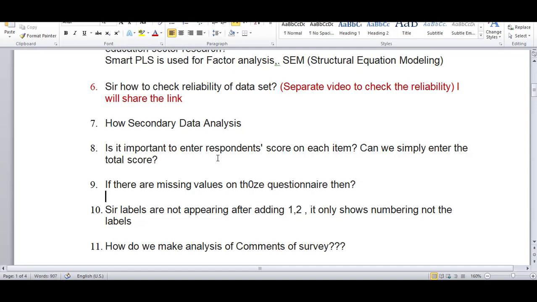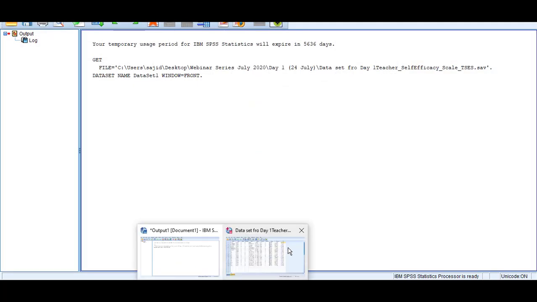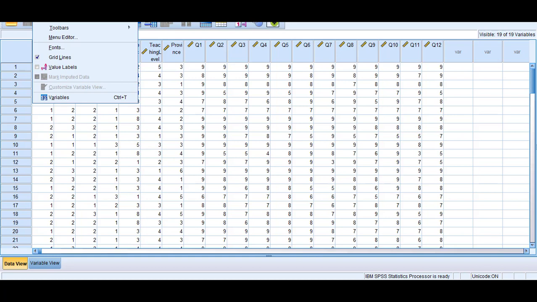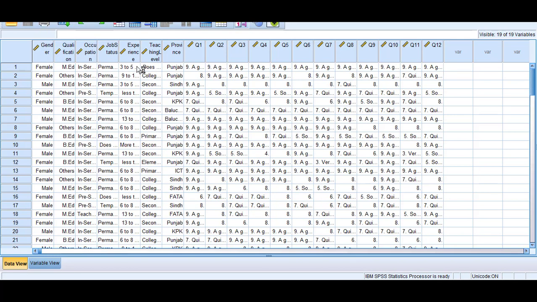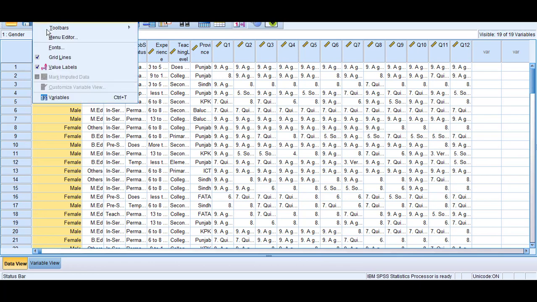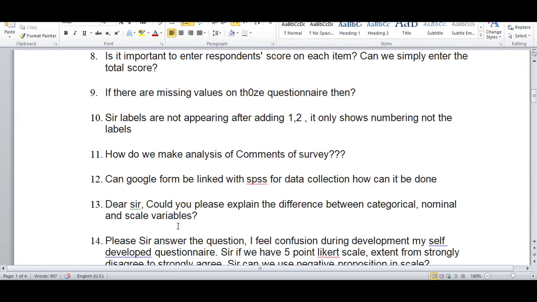Number 10, labels are not appearing after adding values, it only shows numbers instead of labels. Yes, sometimes it happens. When you enter the data, this is the data view. See, only numbers are appearing, labels are not appearing. So go to View, and in View, click on Value Labels. When you click on Value Labels, labels will appear, like male and female and all others. And if you want to see the numbers, again uncheck Value Labels. So this is the answer to your question.